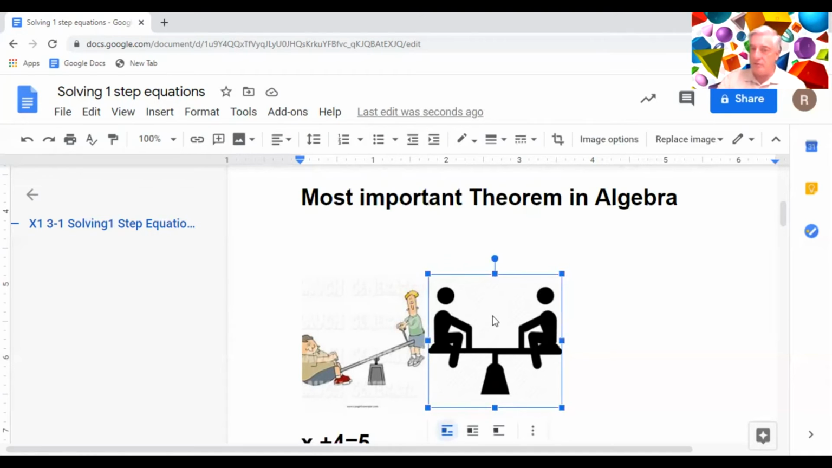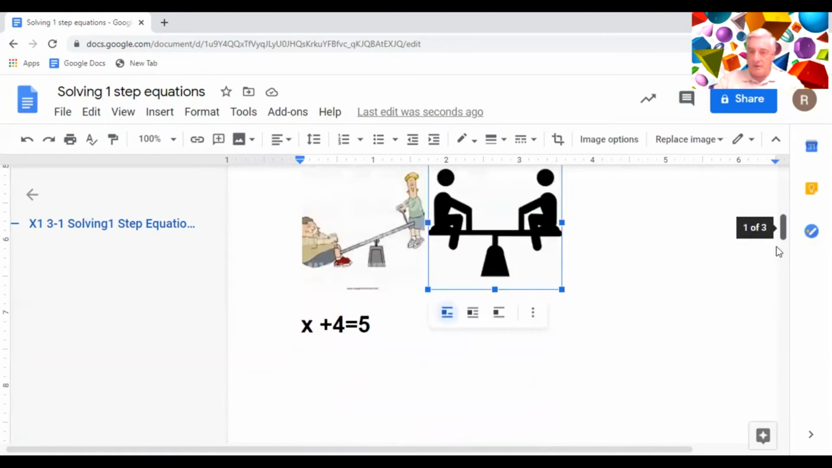This is balance. You can do anything to one side of the equation, and there are 2 sides. If there's an equal sign, there's got to be 2 sides. We'll call it right and left. Whatever you do on the right, you got to do on the left. Whatever you do on the left, you got to do on the right. Now let's look at my sample equations.